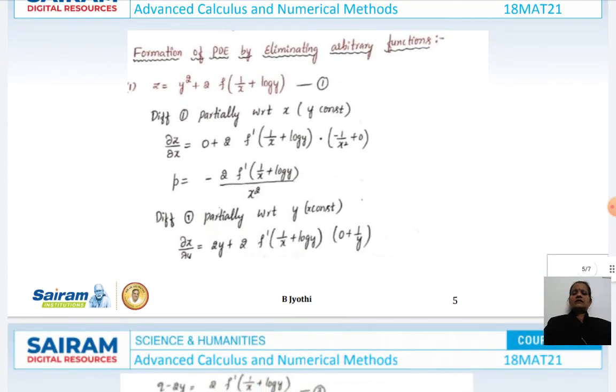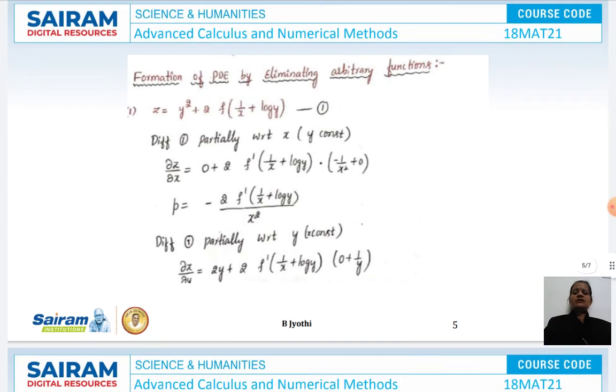Next, how to form the partial differential equation by eliminating the arbitrary functions. Here the function is f, g, h, etc. In this equation we have f as the function. So the given equation is z is equal to y square plus 2f of 1 by x plus log y.